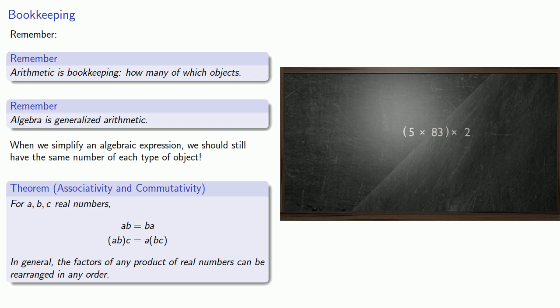So we can use associativity to regroup, commutativity to switch the order, associativity to regroup, and that gives us a much easier product to start with.